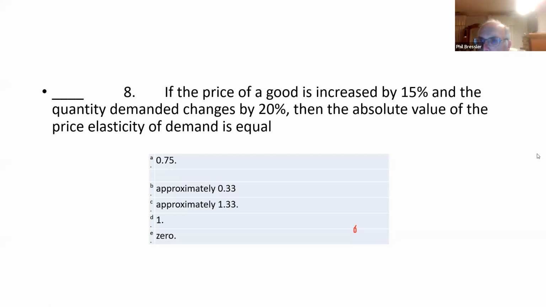Okay, let me get this. If the price of a good is increased by 15% and the quantity demanded changes by 20%, then the absolute value of price elasticity. Remember, for demand and supply elasticity, it's absolute value. Okay, so I'll give you like a minute to think about this.